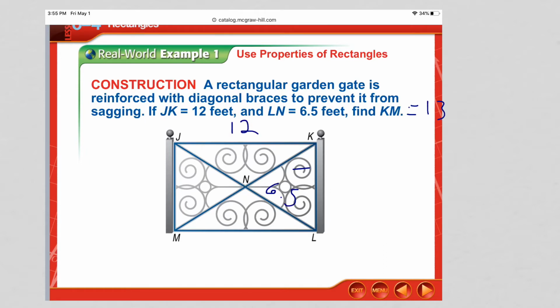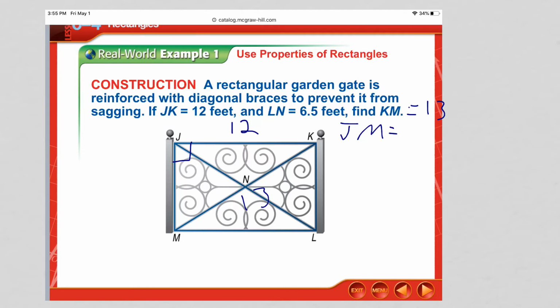So I want to go ahead and add on to that, and I'm going to add another question here. If I know KM is 13, I want to go ahead and find JM. Well, if you remember, because this is a rectangle, this is a nice right triangle from K to J to M. So that's a right triangle, which in turn means I can use the Pythagorean theorem.